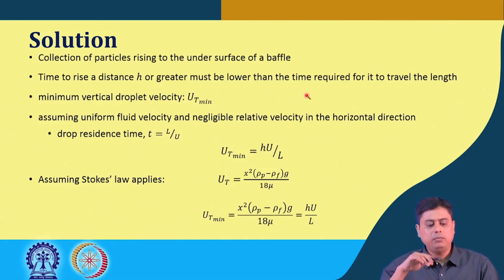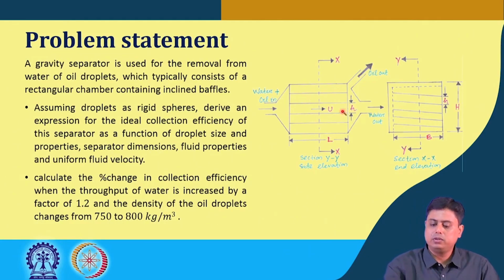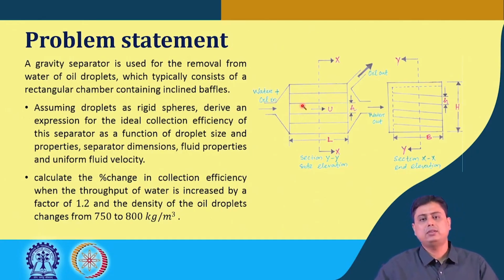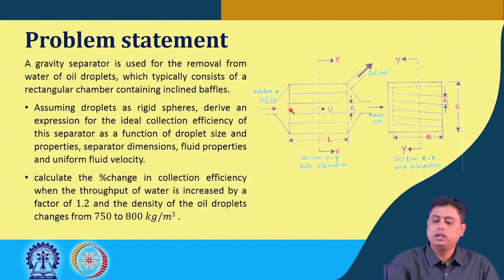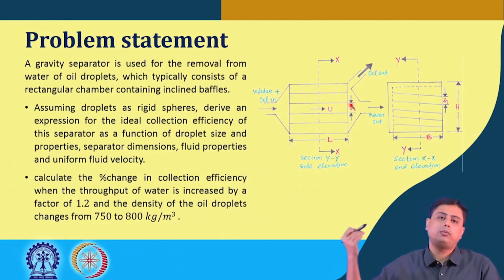The time to rise a distance h, because this is the distance between the two baffles, because the scenario can happen that one droplet is actually on the upper surface of this lower baffle, which has to be collected, or it has to stick with the under surface of the baffle. So, this inner space of h, it has to travel before it travels this complete horizontal length. If that happens, then that droplet can be collected.